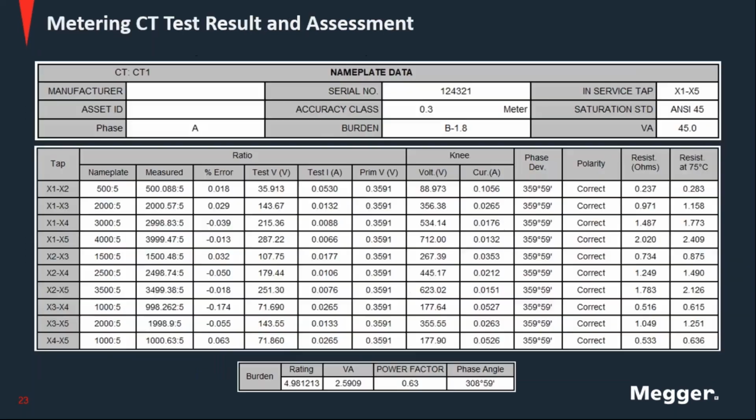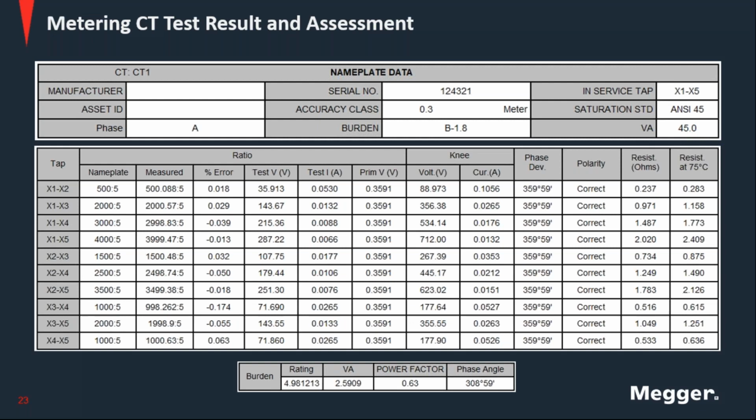Okay, so let's see an actual test result. So here we have a current transformer that is a metering class, 0.3 accuracy class with a burden up to 1.8. And if we remember the table, that represents a maximum of 45 VA. So this is the nameplate of the transformer.